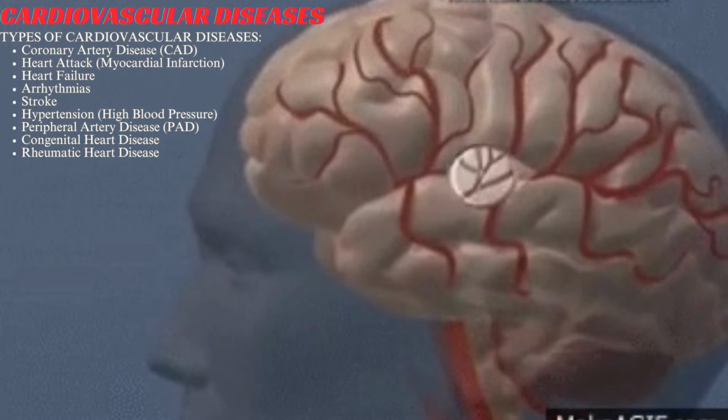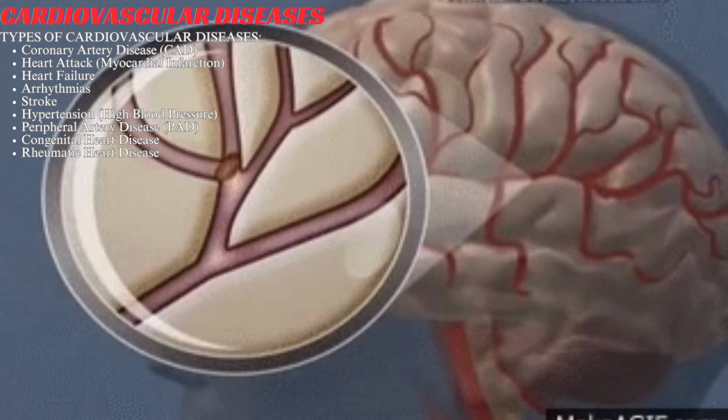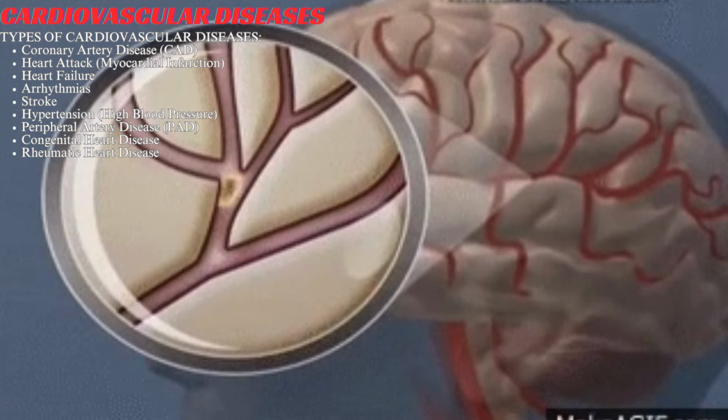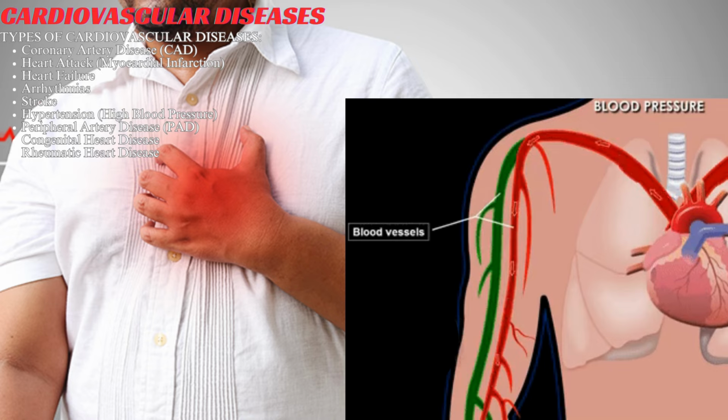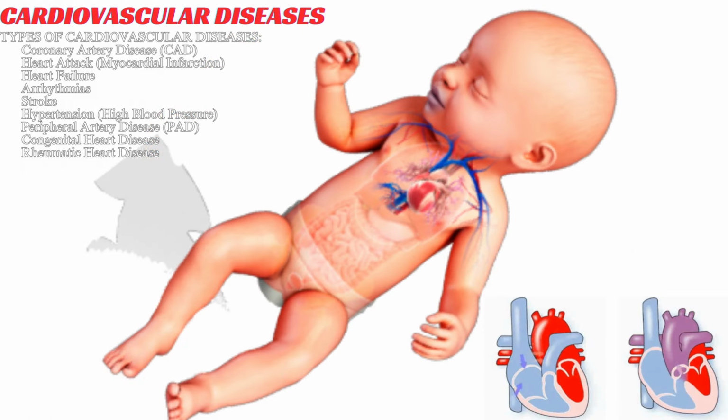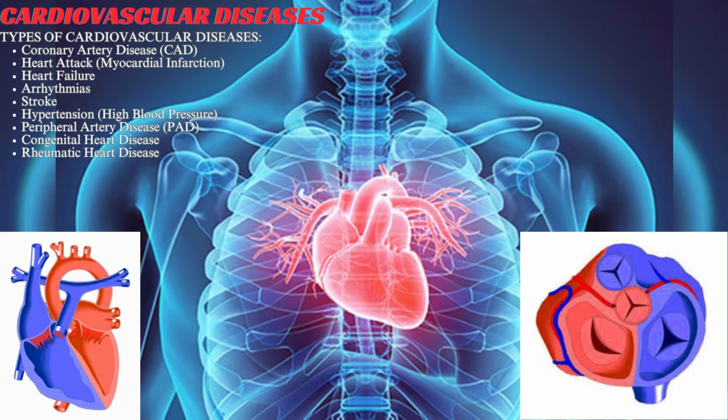Stroke: interruption of blood supply to the brain, either due to a blockage, ischemic stroke, or a burst blood vessel, hemorrhagic stroke. Hypertension, high blood pressure: chronic elevation of blood pressure, leading to damage to the heart and blood vessels. Peripheral artery disease, PAD: narrowing of the peripheral arteries, usually in the legs, leading to pain and mobility issues. Congenital heart disease: heart abnormalities present at birth. Rheumatic heart disease: damage to the heart valves following rheumatic fever, caused by streptococcal bacteria.